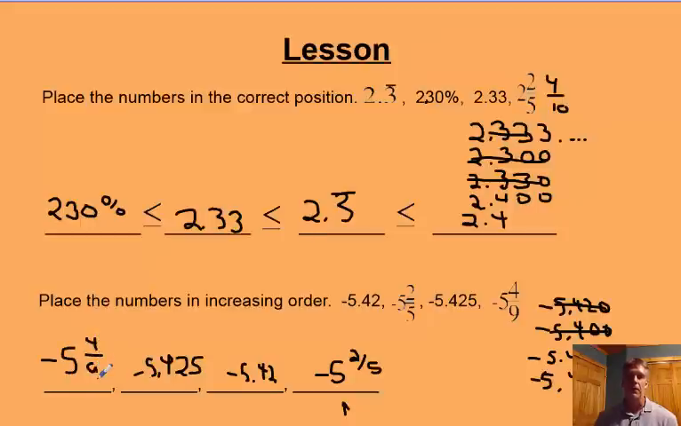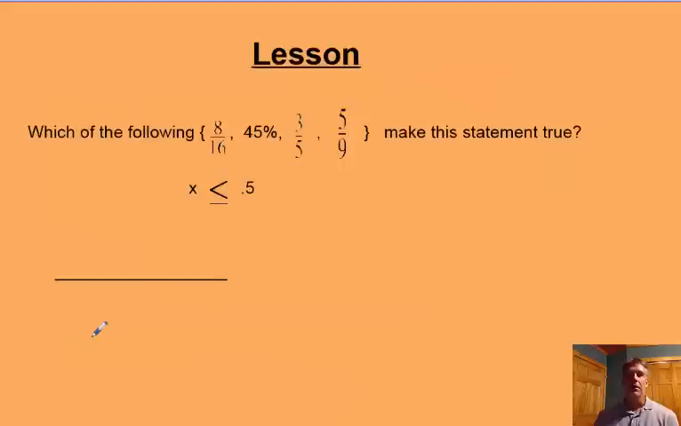Alright, let's keep cruising here. A couple more. Which of the following makes this statement true? So it's a little bit different. I want to know which of these numbers are less than or equal to 0.5. So first thing I want to do again is kick them all to a decimal.